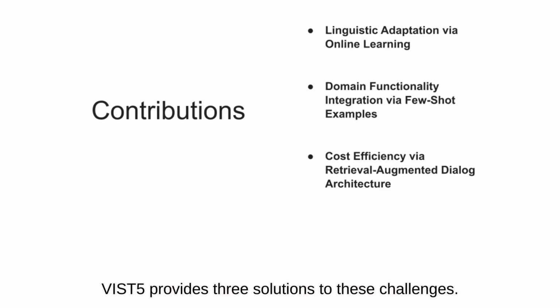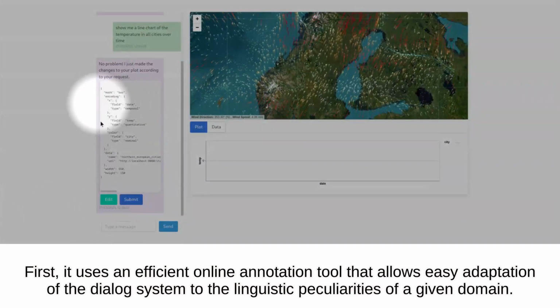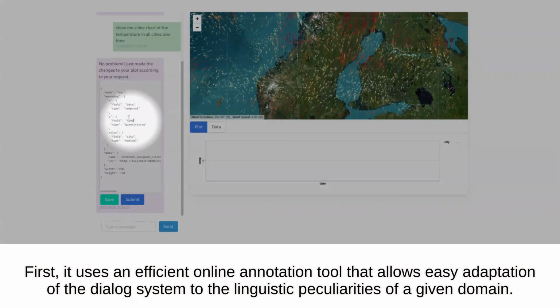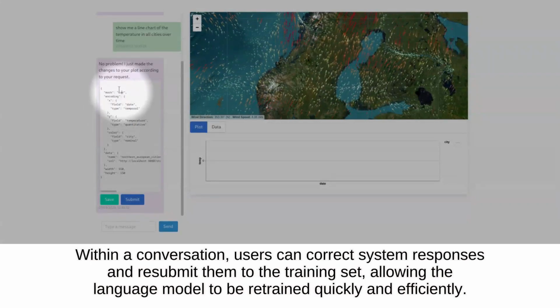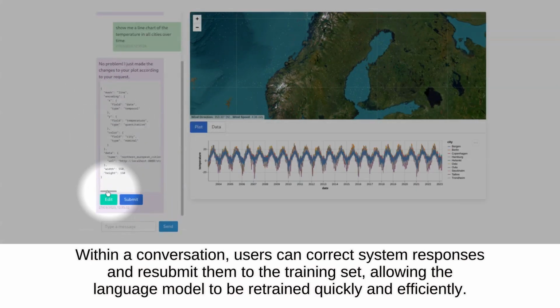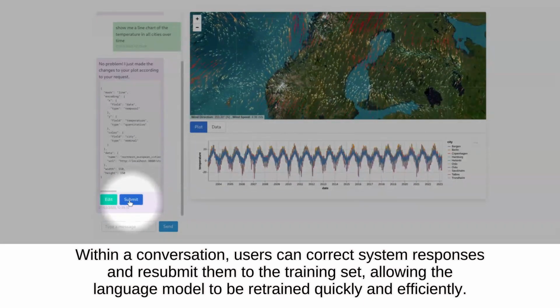VIST5 provides 3 solutions to these challenges. First, it uses an efficient online annotation tool that allows easy adaptation of the dialogue system to the linguistic peculiarities of a given domain. Within a conversation, users can correct system responses and resubmit them to the training set, allowing the language model to be retrained quickly and efficiently.